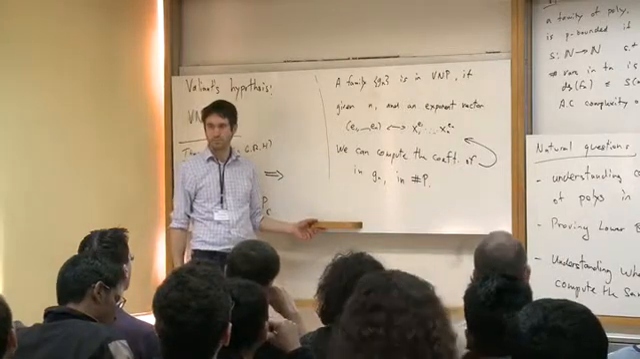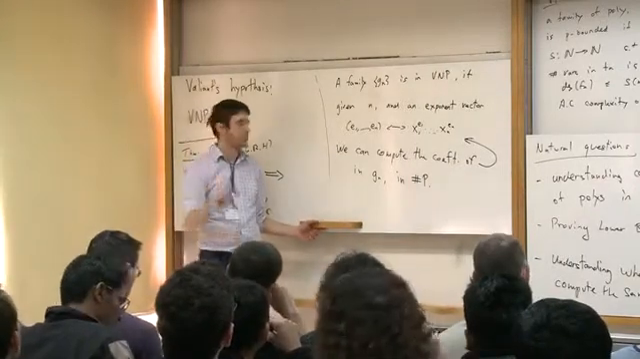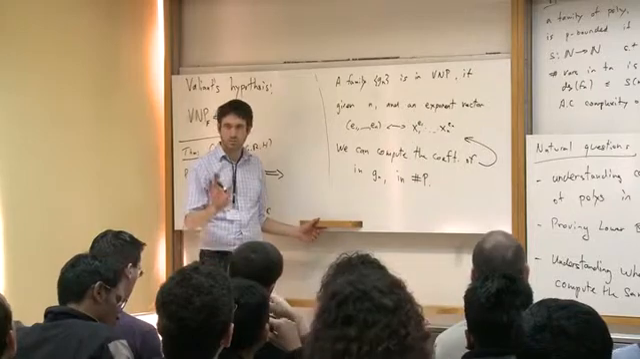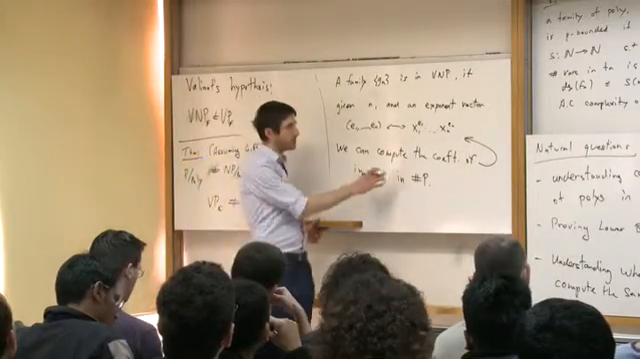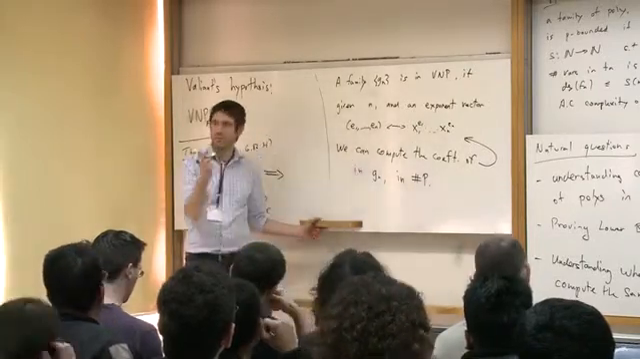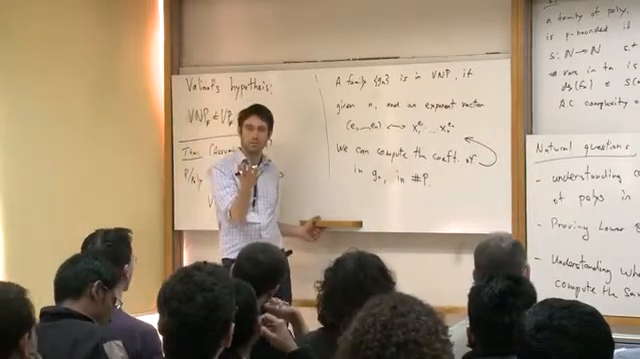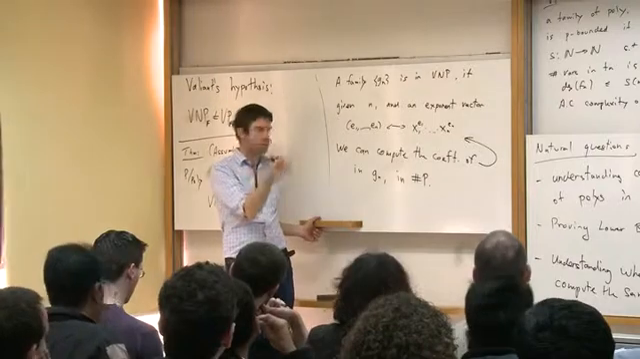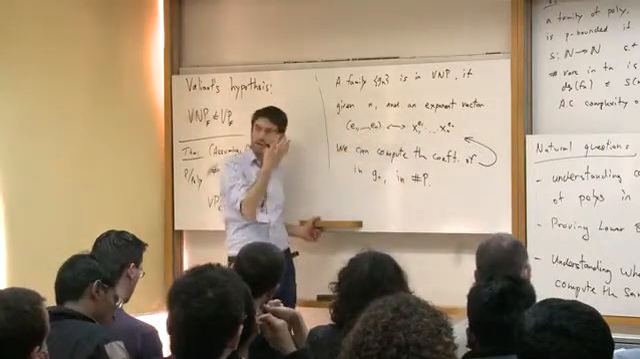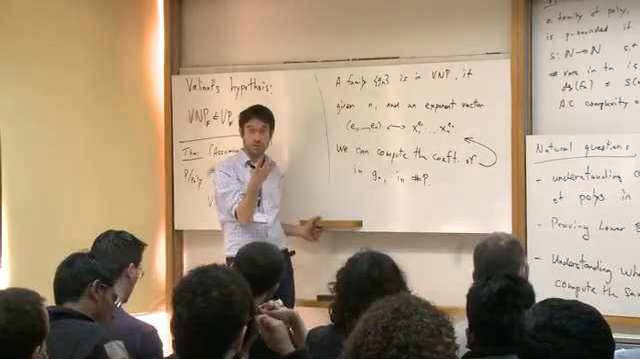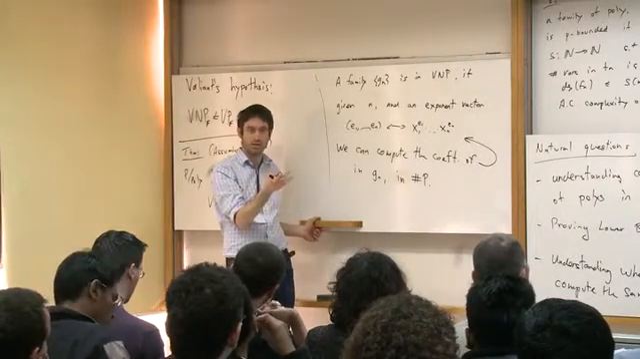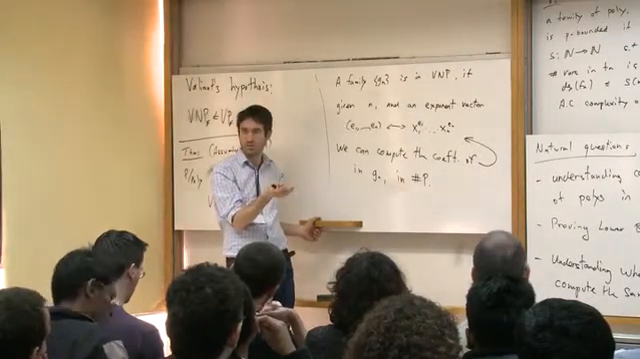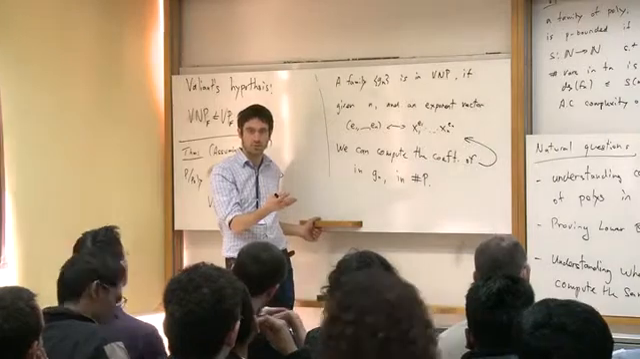Okay? For example, for the permanent, if I give you a monomial, you can easily check what the coefficient is. You just have to check whether the exponent vector defines a permutation. If it does, then the coefficient is 1. If it doesn't, the coefficient is 0. So that's a very simple calculation.